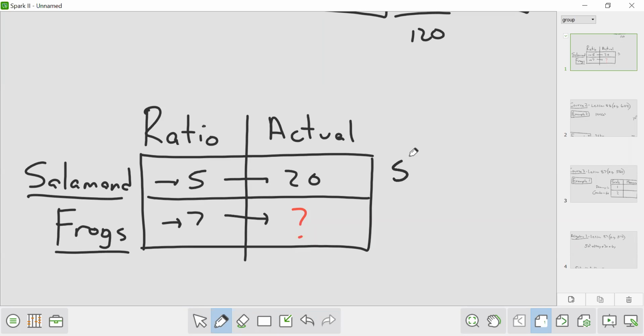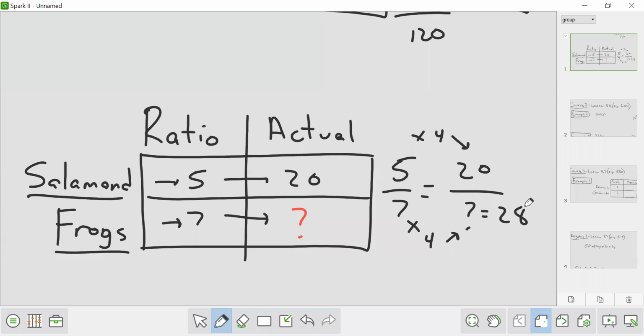And so I do the same thing. 5 over 7 is going to be equal to 20 over something. Now this one, you can actually do by having a common multiplier. 5 times what is going to give me 20? 5 times 4 gives me 20. So if I do the same thing to the 7 times 4, I'm going to end up with what? 28. All right. So this is 28.